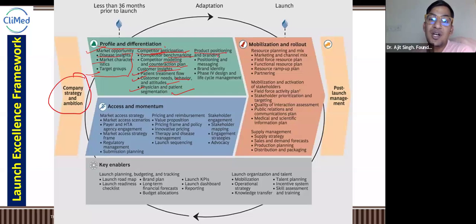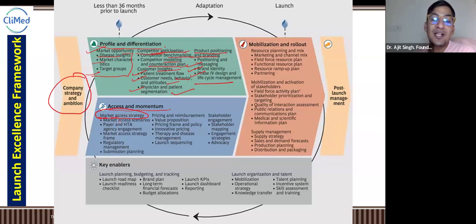Then product positioning and branding: positioning and messaging, brand identity, name and all, they decide. Phase 4, design and life cycle management: how they have to manage the life cycle of the product, like expiry and how they will dispose of the expired product. Everything is discussed in this profile and differentiation. Then access and momentum, the market access strategy. Now they know the profile and differentiation, so how to access the market? They plan market access strategies.